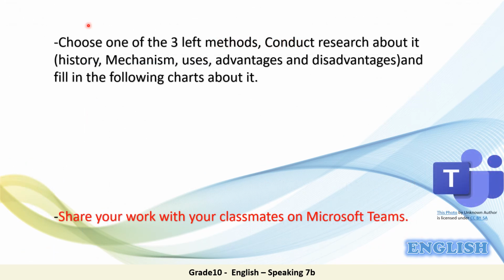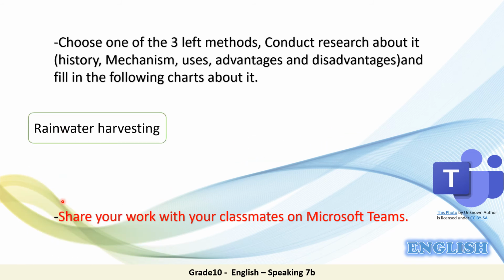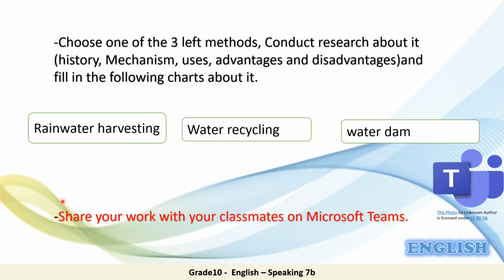Now it's your turn, my students, to choose one of the left 3 methods. Conduct research about it, its history, its mechanism, the uses, the advantages, and the disadvantages. Then you will fill in the following charts with information about it. So you have to choose between rainwater harvesting or water recycling or water dam. Dear students, once you finish your work, share it with your friends, with your classmates on Microsoft Teams.